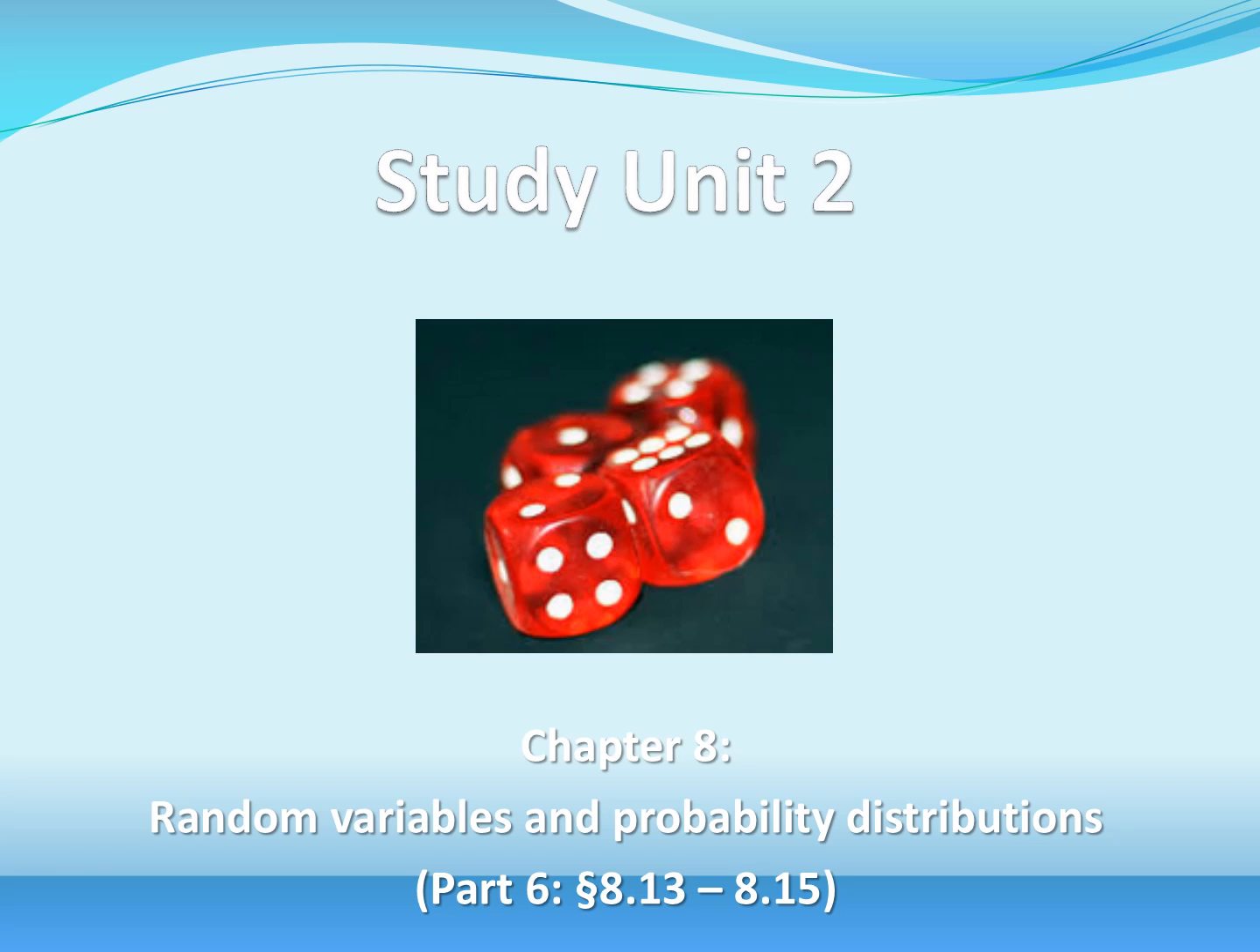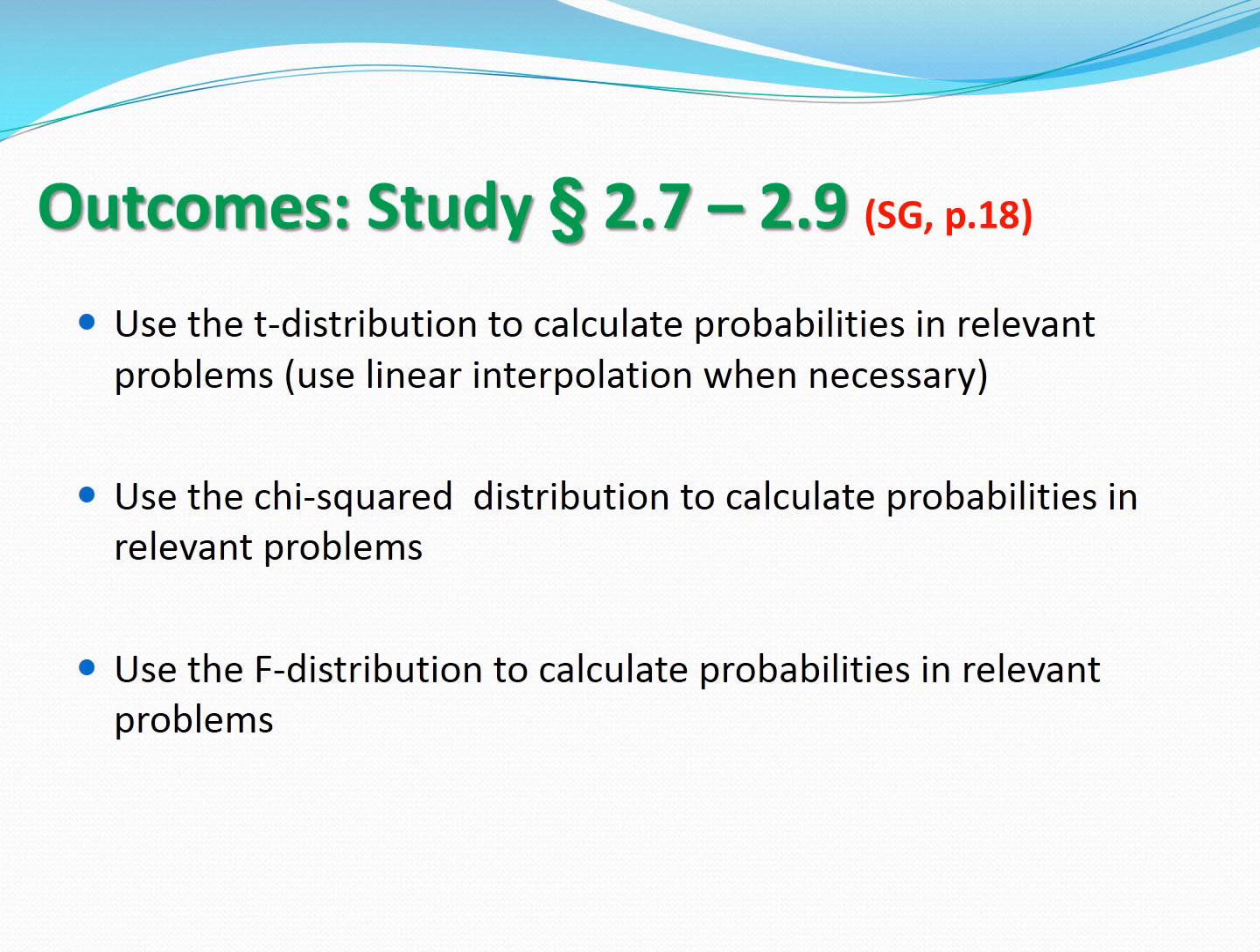Good day. Today we are going to continue with continuous random variables, and we are going to look at the last three probability distributions. So we are going to consider the last sections of chapter 8. If you look at the outcomes in the study guide, you should be able to calculate probabilities for the t-distribution, and you should understand when to use the interpolation formula and when it is not necessary. Then we will also calculate probabilities for the chi-square distribution and for the F distribution.